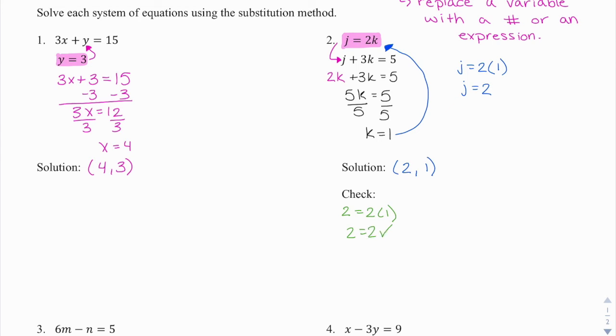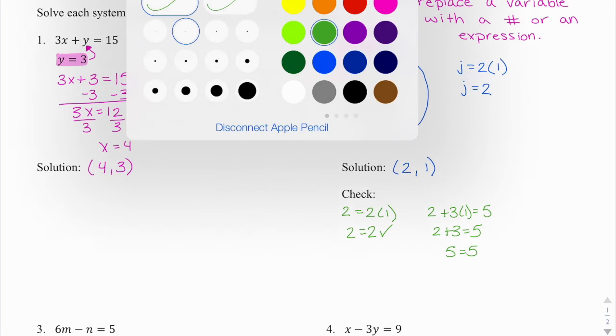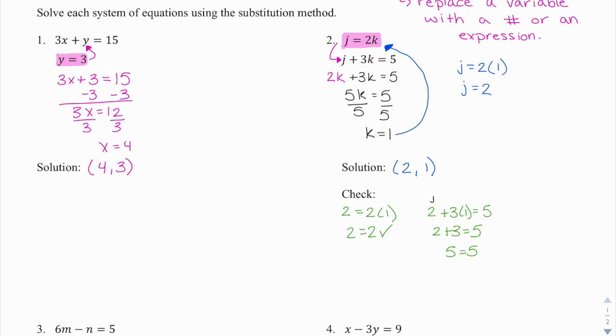And then in my second equation, I'm going to have 2 plus 3k equals 5, what's k? k is 1. Remember, we usually use parentheses when we substitute. 2 plus 3 equals 5. 5 equals 5. And just to show you specifically, I'm substituting into this equation that I was given. And for the last one, I was substituting into j equals 2k. So these both work, so I know that my solution is correct, 2, 1, and I can move on.